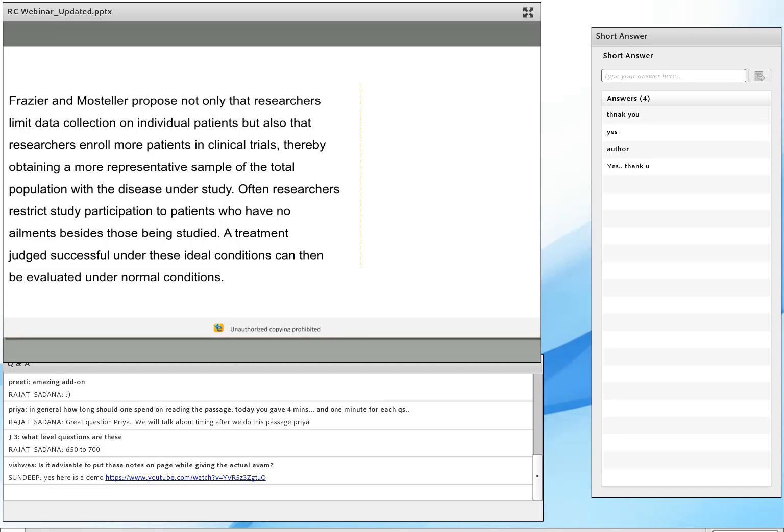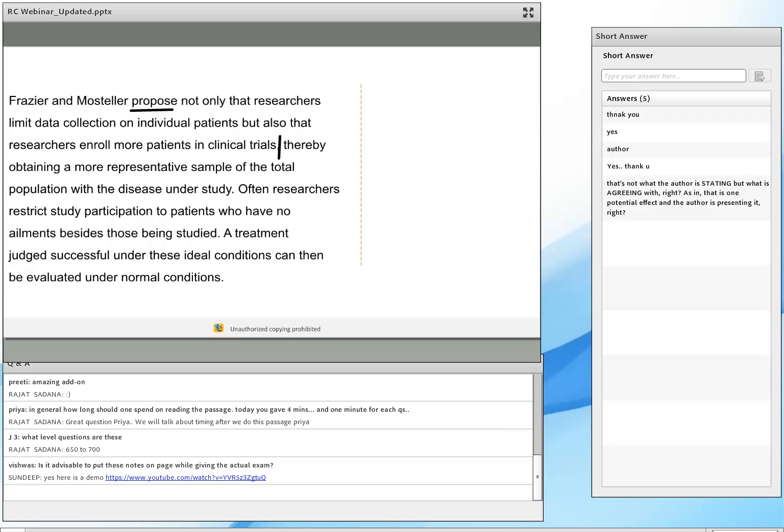Then the author says, FNM propose, again, that there's another piece that's coming out. FNM propose that not only that researchers limit data collection on individual patients, but also that researchers enroll more patients in the clinical trial. So I pause myself over here, and you should always look at where I'm pausing, because that's something which is natural to me. When you start doing such passages yourself, you'd get to a point where you would know where you need to pause.